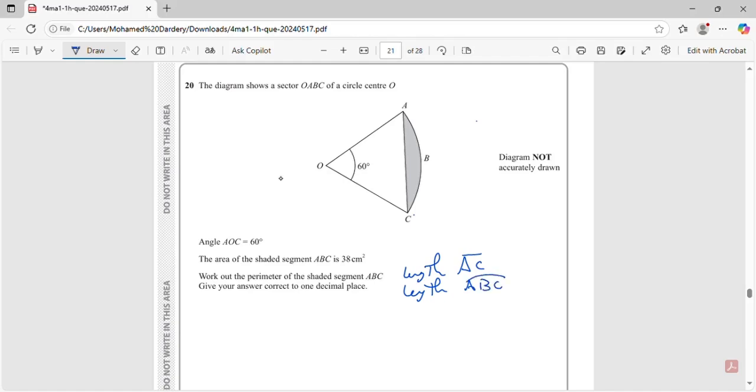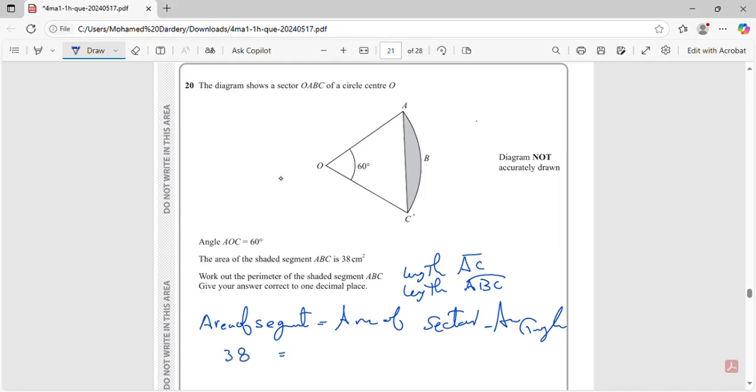Okay, so first, I know that the area of the segment is the area of the sector, which is this whole shape, minus the area of the triangle. The area of the segment is 38. The area of the sector is theta over 360 multiplied by r squared, so it will be 60 over 360 multiplied by r squared. What is the meaning of r? This is r, by the way.